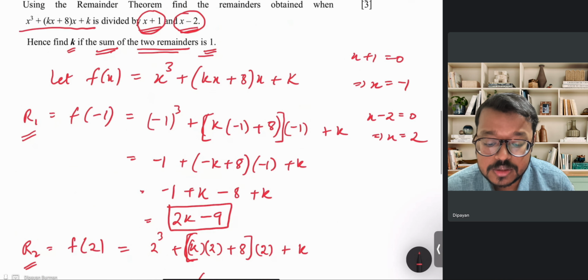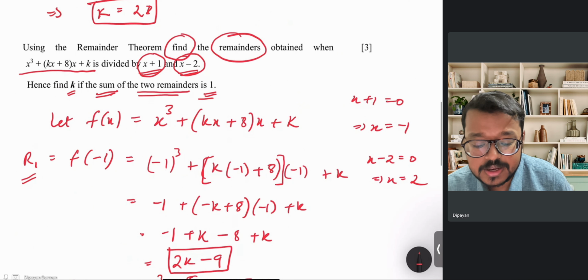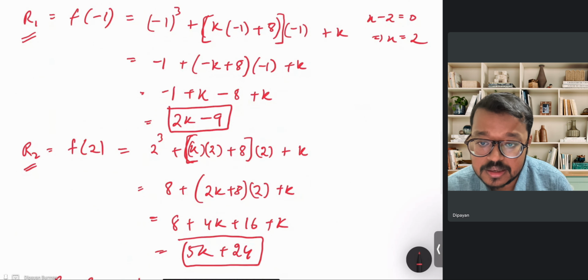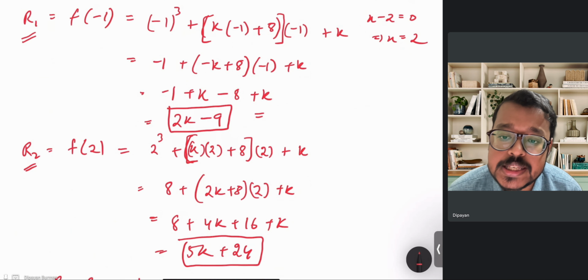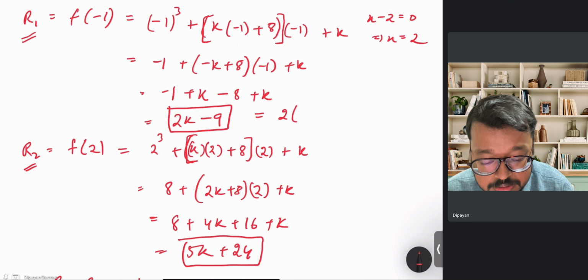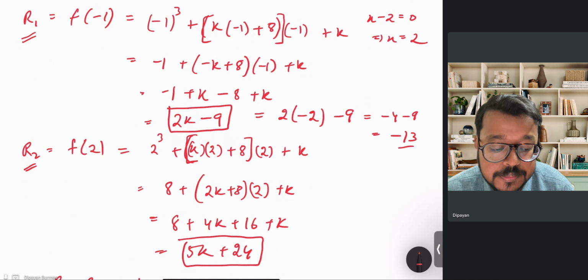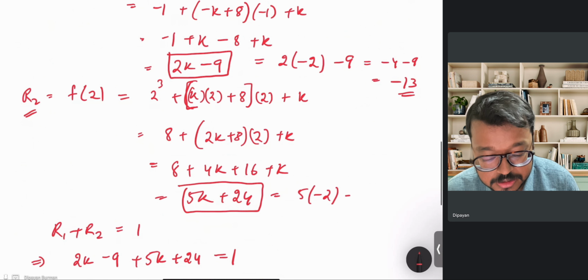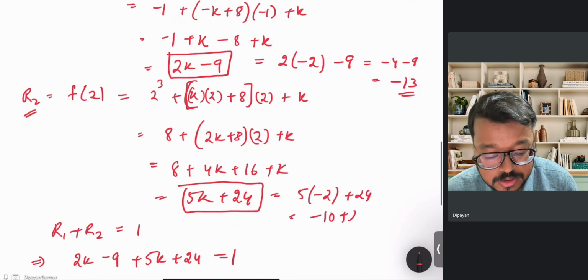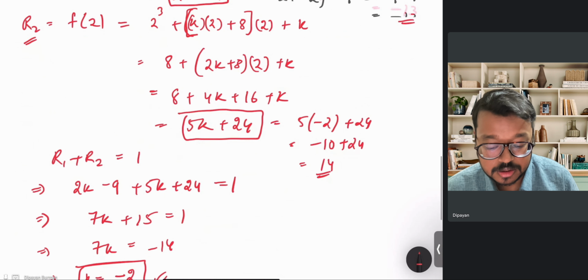Now, if you go back to the question, they have also asked us to find the remainders. And we have found the remainders in terms of k. So when we plug in the value of k as minus 2, we need to find out what is exactly the first remainder and the second remainder. So the first remainder is 2 into minus 2 minus 9, which is minus 4 minus 9. That is minus 13. That is one of the remainders. And the other remainder is 5 into minus 2 plus 24. That is minus 10 plus 24. That is 14. That is the other remainder. So this is the complete solution to this question.